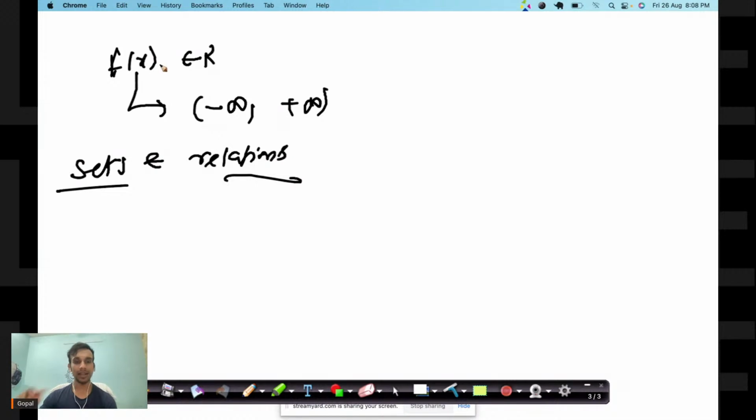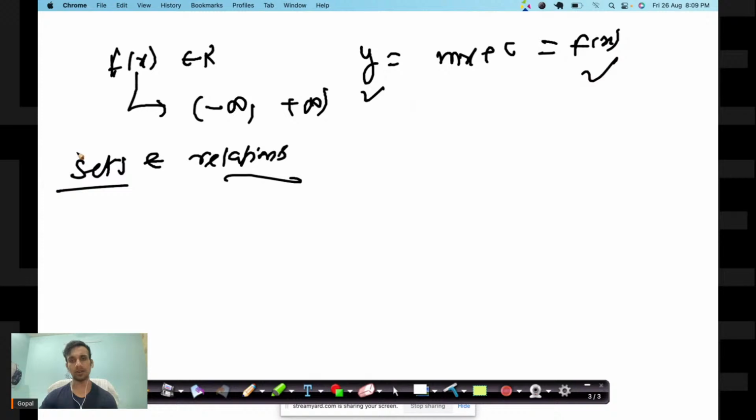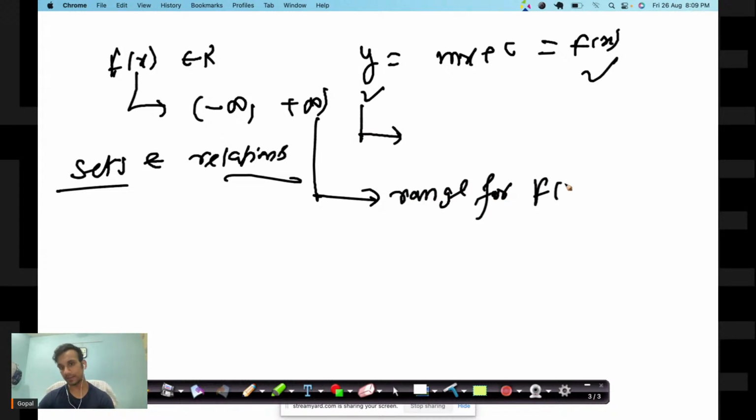Okay, and when we are actually projecting two entities here, basically we have y. This f(x) can again be expressed as follows: y = mx + c, or f(x). Either I can write it as y or f(x), doesn't matter. Of course, when we look into the bigger picture, the bird's-eye view, this y or f(x) belongs to minus infinity to plus infinity. So this minus infinity to plus infinity is the range for f(x).